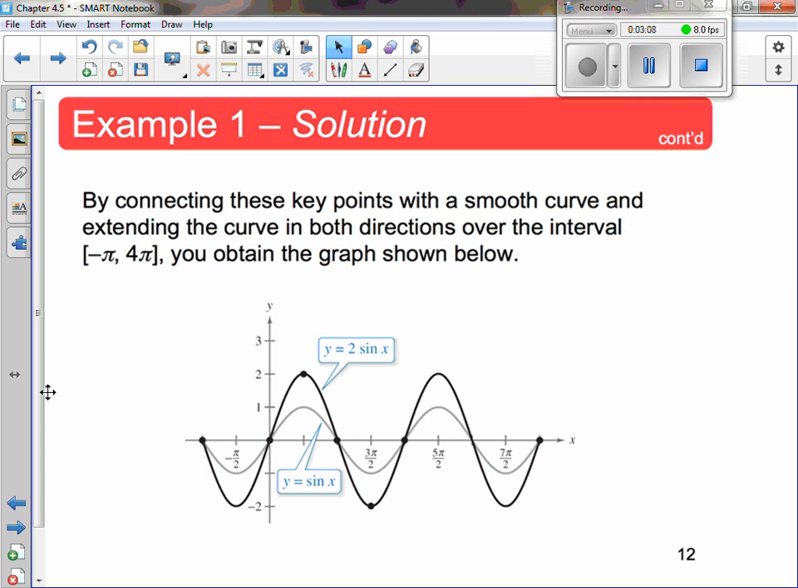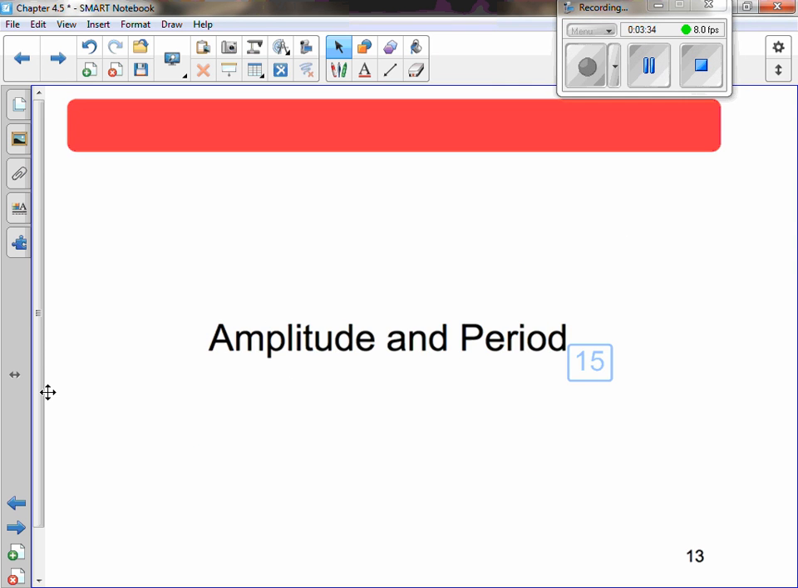Now if you notice, it's increased, it's bigger, yes? The period is still between 0 and 2 pi. Because with 2 sine of x, the period did not increase any faster. It just went up higher, yes? So having 2 out front doesn't change the period. It changed what we call the amplitude, how high and low the peaks are.